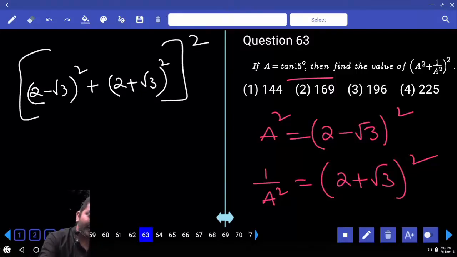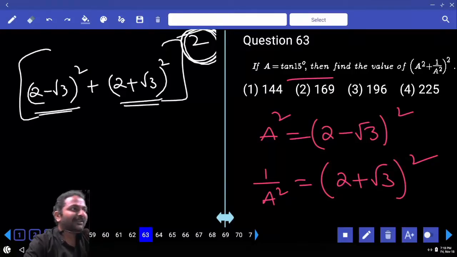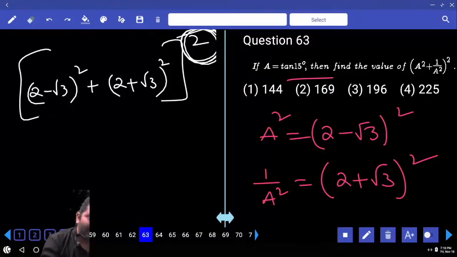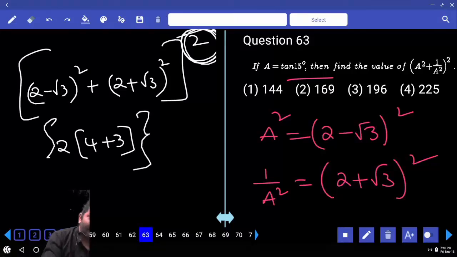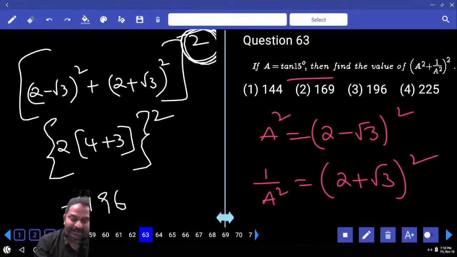Let's recall the exponent 2 concept. A plus B whole square plus A minus B whole square will be 2 times of A square plus B square. And then finally we have exponent 2. 7 into 2, 14 square, 196.